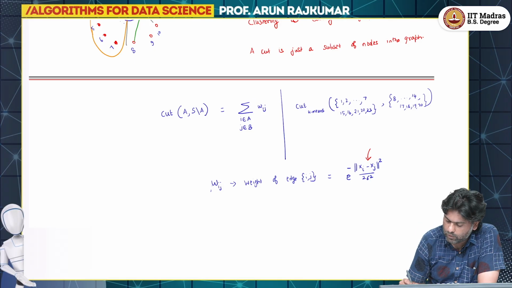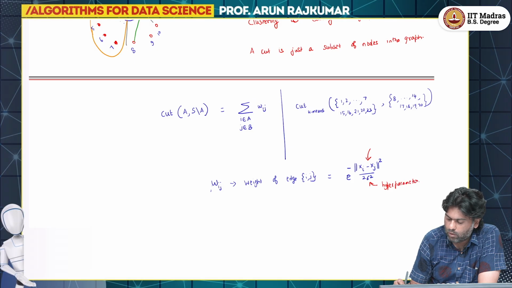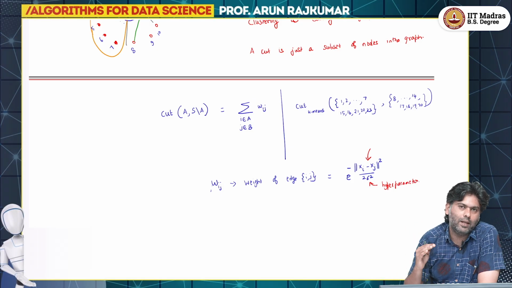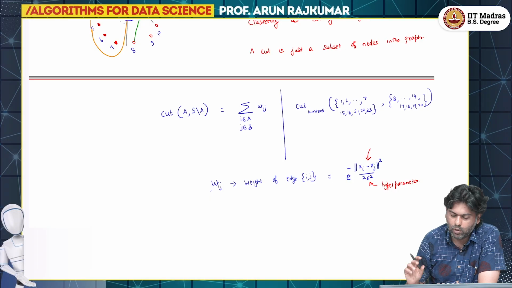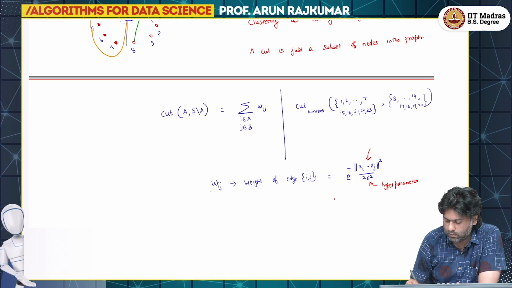Now of course there is the sigma, which is a hyperparameter that controls how much we are increasing or decreasing the weights based on the scale. So let's not worry about that for now. The more important point is that the weight is inversely proportional to distance.